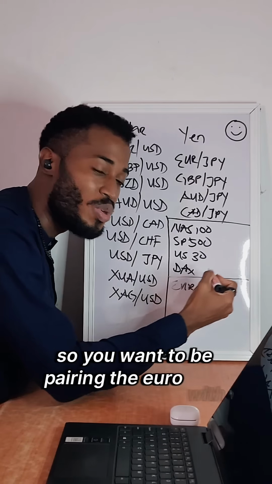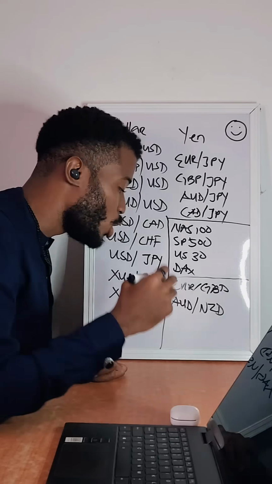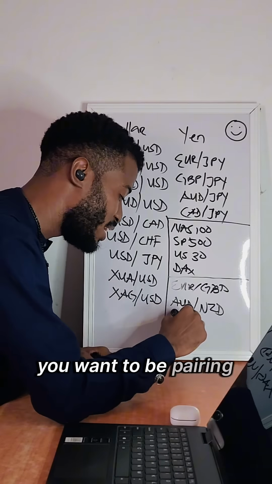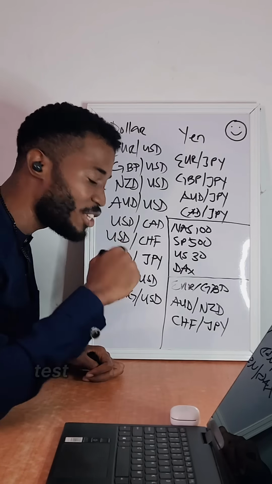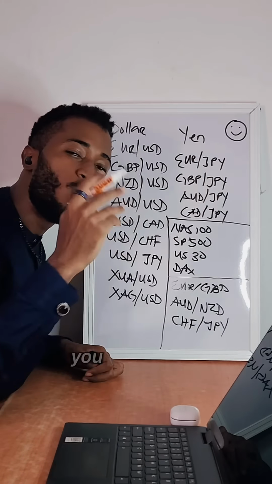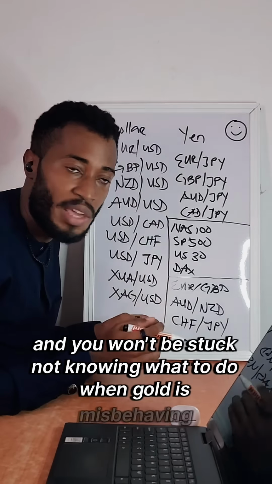So you want to be pairing the Euro with the Pound. You want to be pairing the Aussie dollar with the New Zealand dollar. You want to be pairing CHF with JPY, the safe haven assets. If you backtest your system's edge on all of these, you will see an abundance of opportunity, and you won't be stuck not knowing what to do when gold is misbehaving or EUR/USD and co are misbehaving.